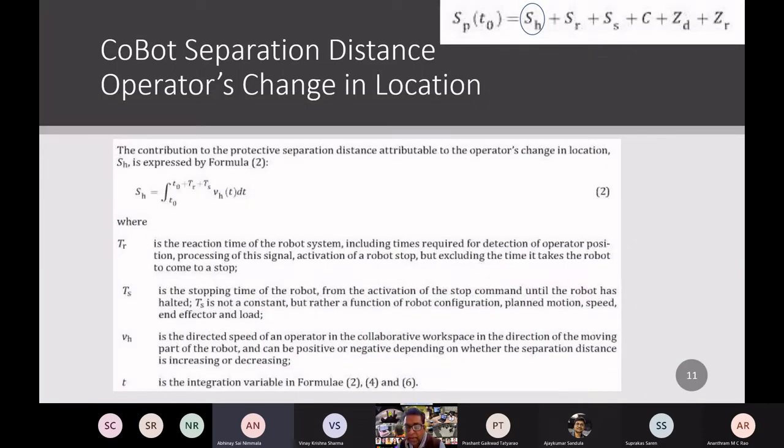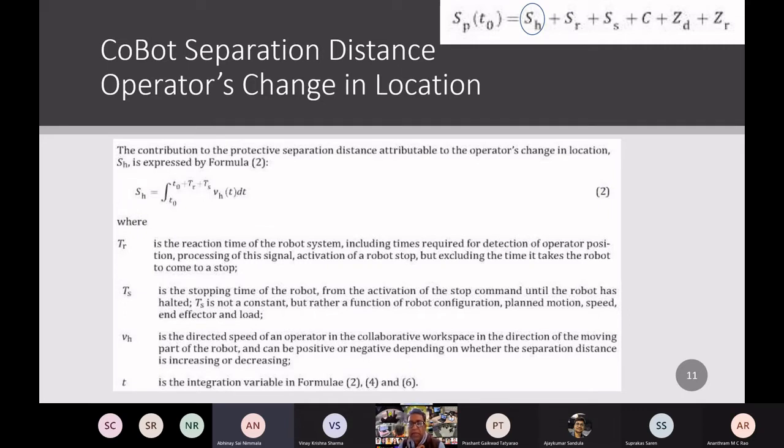So now we will look at these parameters one by one, starting with how we calculate SH. SH is calculated by this integral from the present time to the reaction time of the robotic system plus the stopping time of the robot. And VH is the directed speed of the operator in the collaborative workspace in the direction of the moving part of the robot, and it can be positive or negative depending on whether the separation distance is increasing or decreasing. So if it is increasing, then it is positive, that means I am taking my hand away from the robot. And if it is negative, that means the separation distance is decreasing, that means I am taking my hand towards the robot.